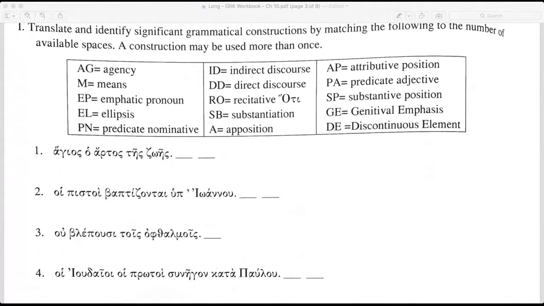So for this first one, where do we start? What we're going to do is we're just going to do some translation. And then after we do some translation, we're going to identify what we see functioning here, or how we see things operating here.